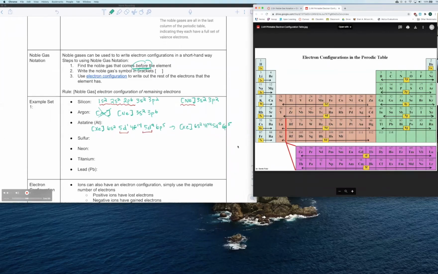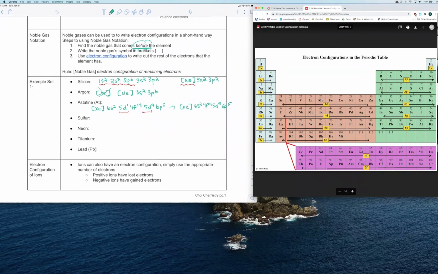Okay, so let's go over these. Sulfur is atomic number 16. So again, choose the noble gas that comes before it. So that would be neon. And then if you just keep continuing on, you would have 3s2, 3p4. And then for neon, again, this is a noble gas, but choose the noble gas that comes before it. So you would have helium. And then 2s2, 2p6.